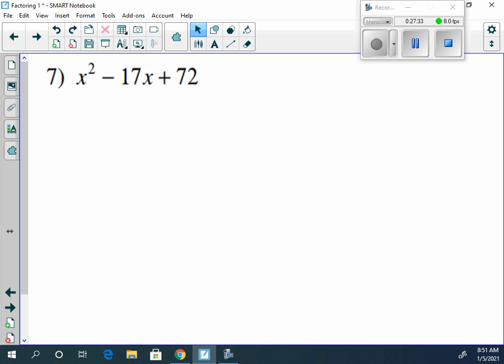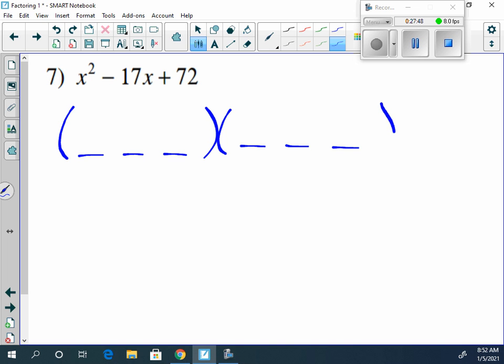Let's look at this one here. So this one here, we have x squared minus 17x plus 72. Well, there's not a greatest common factor between all 3 terms. So we're going to start off with our 2 sets of parentheses with 3 spaces. So step number 2. Step number 3 is going to be to find the signs.